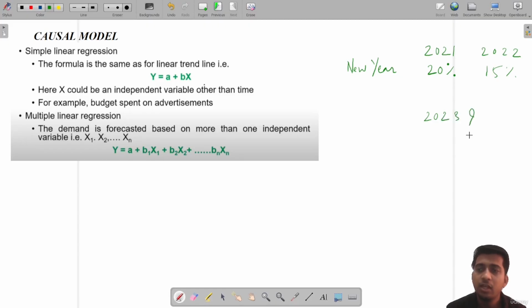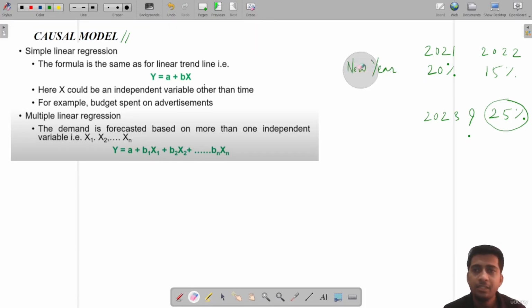Since your historical sales are very much affected by the promotions or discounts you give, the 2023 sales values would depend upon how much discount you are giving. Suppose you are giving 25% this time. Just by using a time series model, you cannot project. You need to take your discount percentage into account in your forecast as well. So this is when the causal models come into the picture.